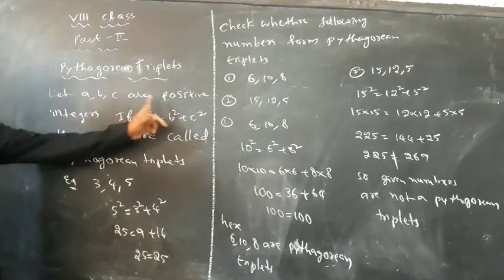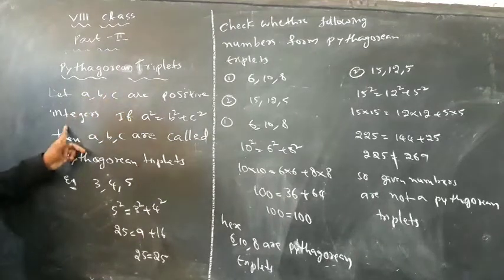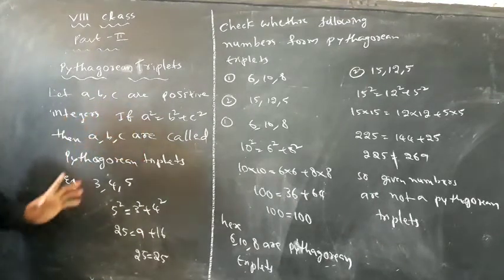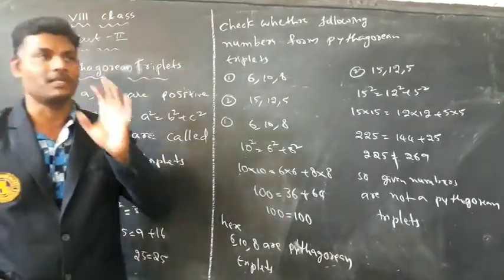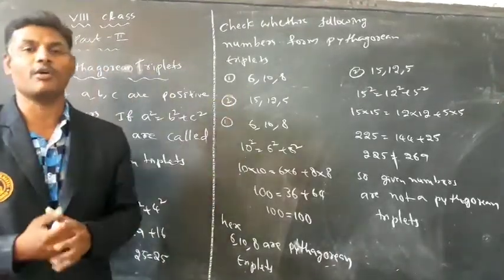Okay? What is the rule? Let a, b, c be positive integers. If a square is equal to b square plus c square, then a, b, c are called Pythagorean triplets. Here are some examples on this concept.